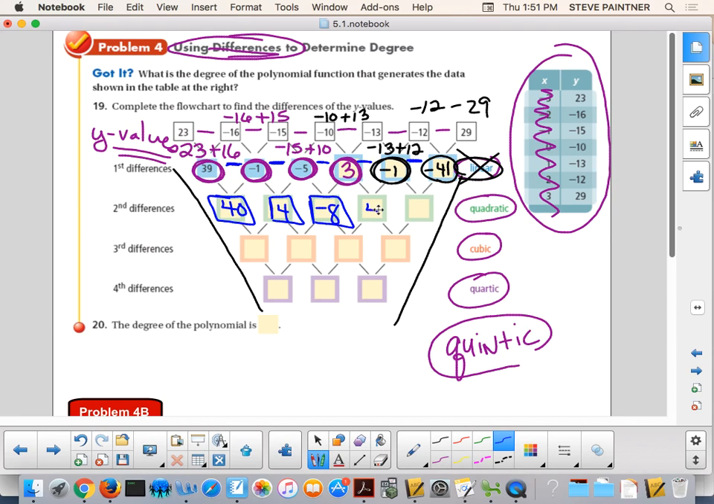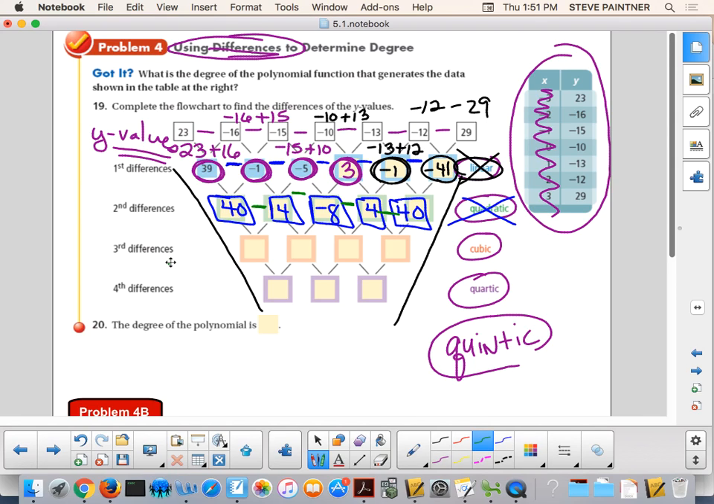Next, 3 minus 1, 4. Negative 1 minus 41, 40. I'm done. Are they all the same? No. Not even close. It's not quadratic. Quadratic's off the board. Now we're checking for what? Cubic. With a minus here, and a minus here, and a minus here, and a minus here. Here we go.